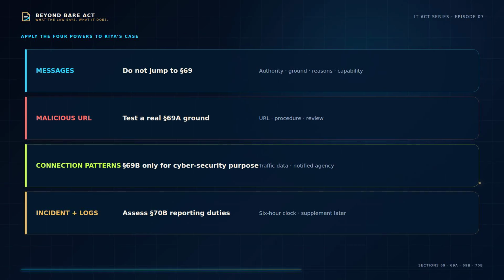Third, a notified cybersecurity agency studies the connection patterns around the university intrusion. That points to Section 69B, provided the object is traffic data and the purpose is the cybersecurity purpose written into the section. Fourth, the university discovers unauthorized access and malicious code. It must assess the CERT-In reporting list. If the incident is reportable, the 6-hour clock begins when the incident is noticed or brought to notice. Available facts go first. Investigation and supplementation continue. 4 actions, 4 routes. 1 constitutional requirement: power must remain lawful, specific, necessary and reviewable.